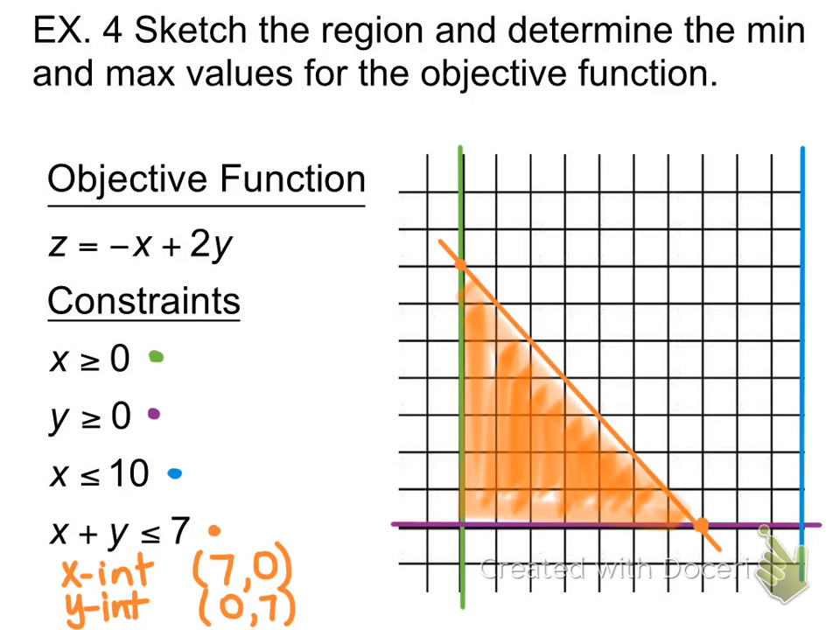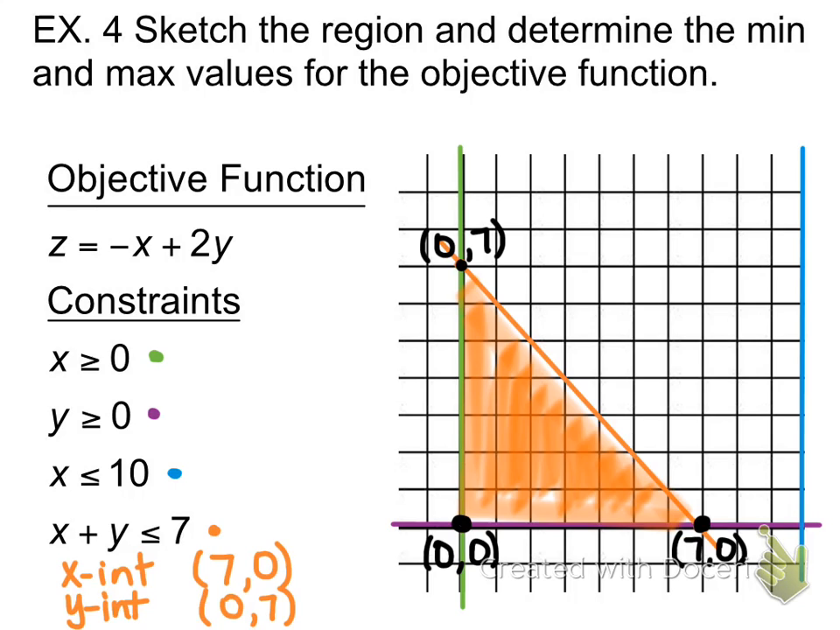So the blue line actually didn't help us at all for this problem. Sometimes it will, sometimes it won't. So you just have to pay attention while you're shading. So then I identify the vertices, (0, 0), (7, 0), and (0, 7). And I'm going to plug those into the objective function.